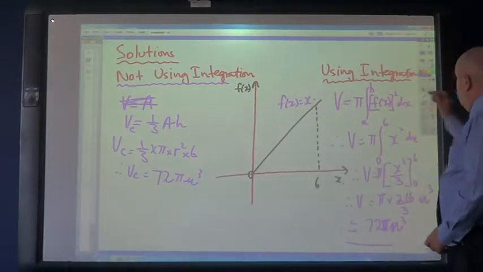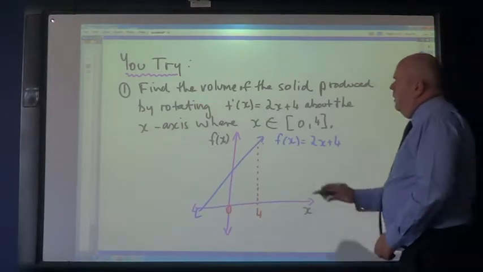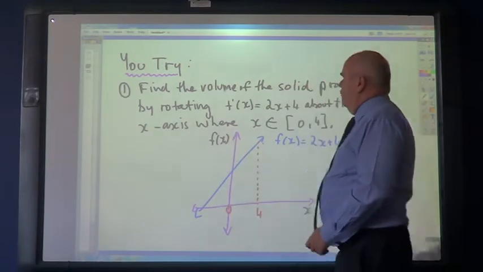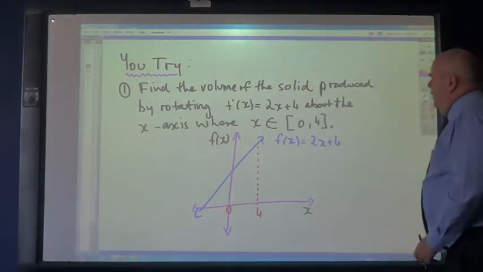Now to look at our solution to this problem. I said find the area. I did, of course, mean volume.